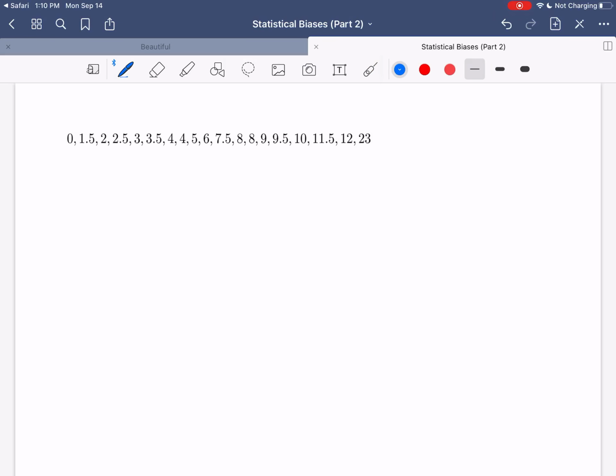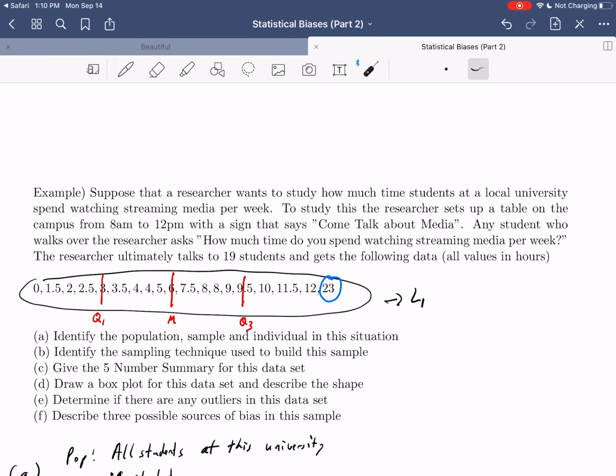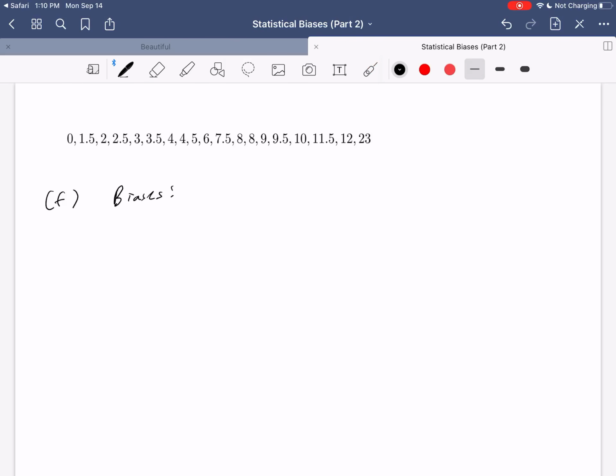There's our data, which we don't really need for the biases, but that's okay. So for biases, well, we already talked about one thing, right? Since we allowed people to just walk up and put themselves into our sample, we definitely have voluntary response bias. So the first one we should definitely mention is voluntary response bias. We allowed people to walk up to the table.